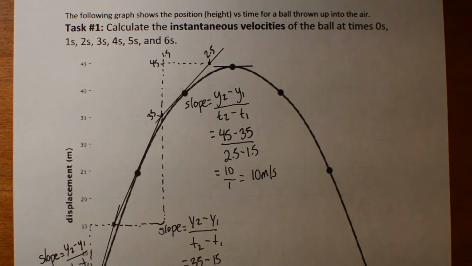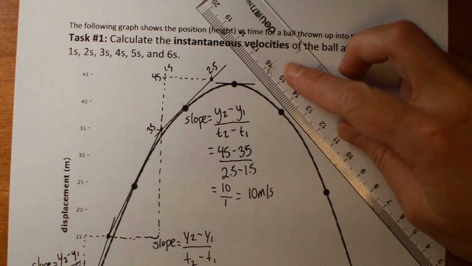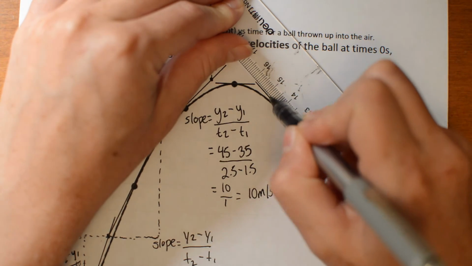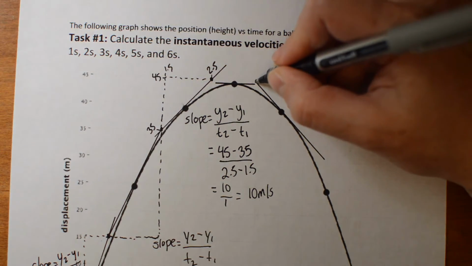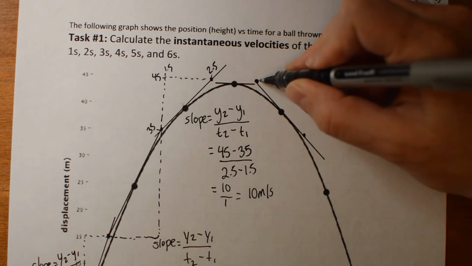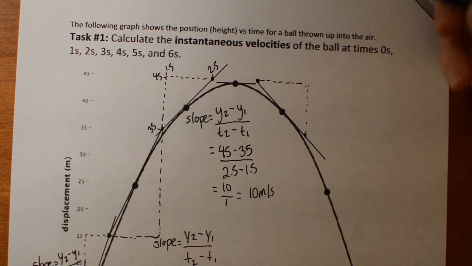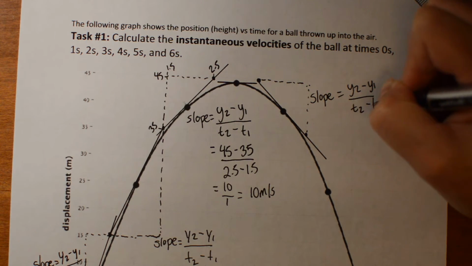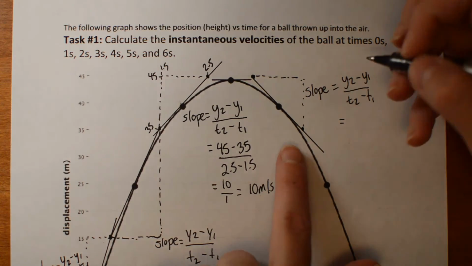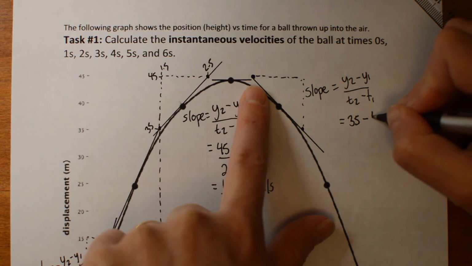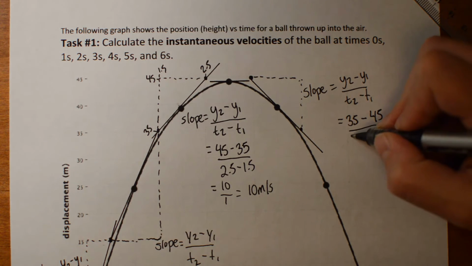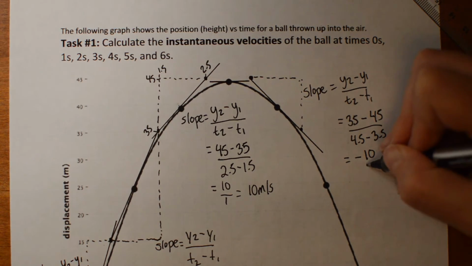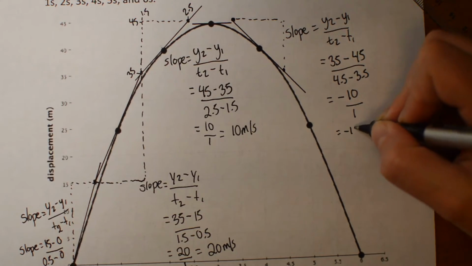Let's move on. Let's do this one here. So this is at 4 seconds. Then I'll find 2 points that kind of work. There's one there. Here's one here. Draw my little triangle. So the slope here is going to be y2 minus y1 over t2 minus t1. My y2 looks like it's 35. My y1 is the 45. My t2 is 4.5. My t1 is 3.5. So that gives me negative 10 on top and 1 on the bottom, or a slope of negative 10 meters per second.